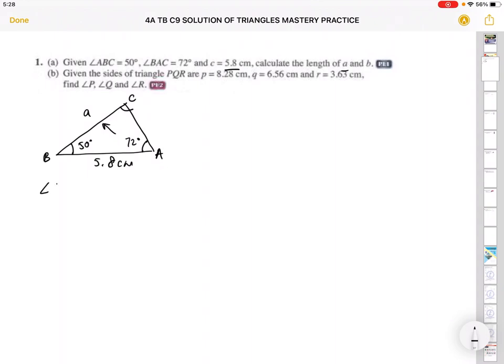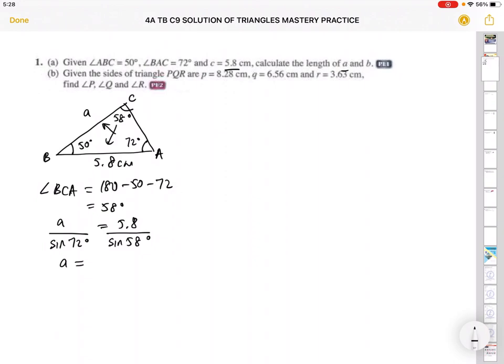First, let's find angle C. Angle C is BCA, which is 180 minus 50 minus 72. This will give us 58. So this is 58, whereas the opposite length is 5.8. If you're finding the length of side A, we have to divide by sine 72, then we take the length of side 5.8, divided by sine 58. Now use your calculator: 5.8 divided by sine 58 times sine 72. You will get 6.504 cm.